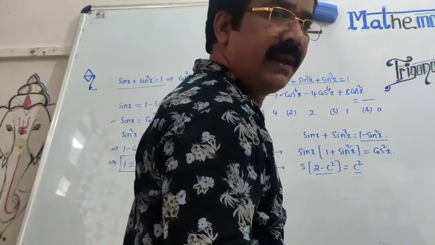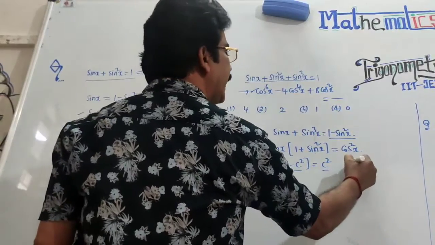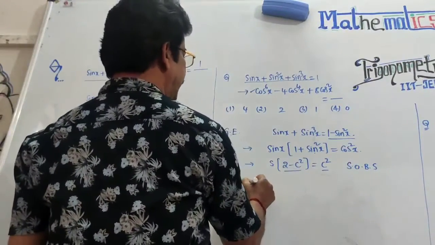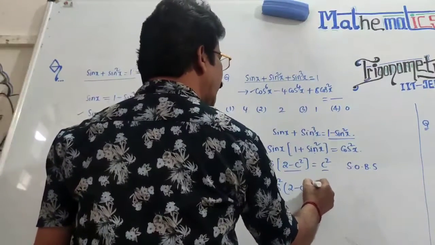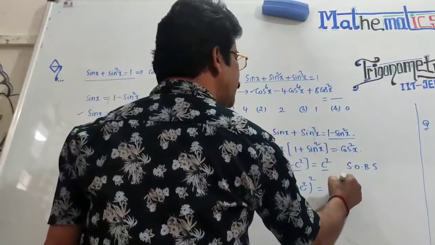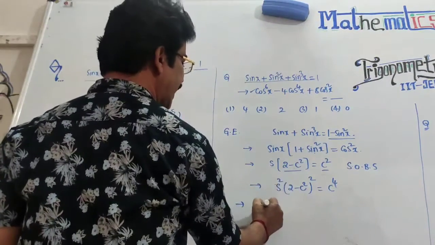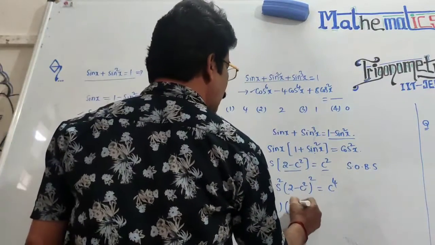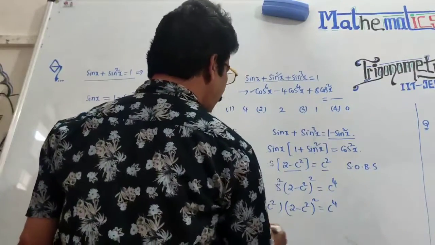So, squaring on both sides. Again, squaring on both sides. Then it is sin square x into 2 minus cos square x whole square, cos to the power of 4. So that implies this sin square x can be written as 1 minus cos square x. So 2 minus cos square whole square equal to cos to the power of 4.